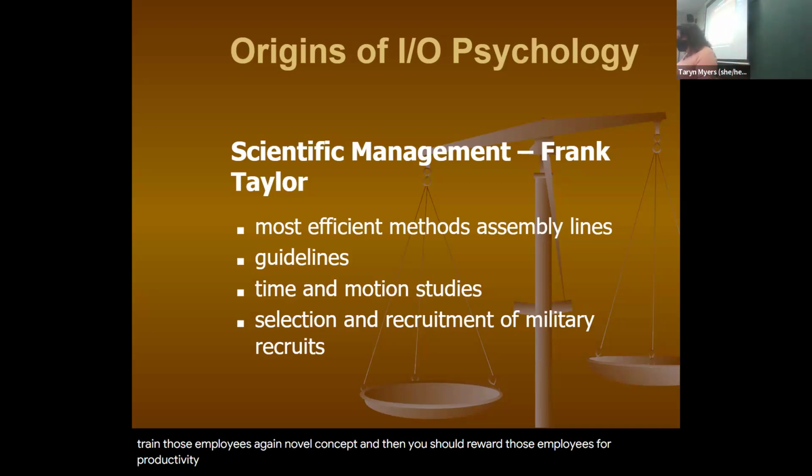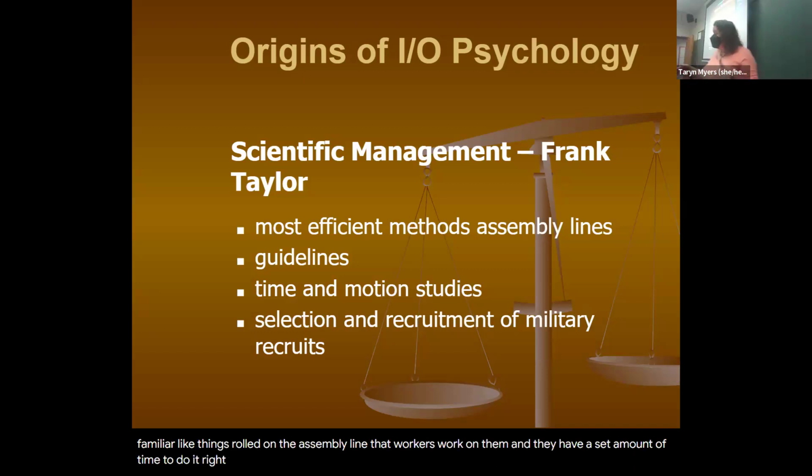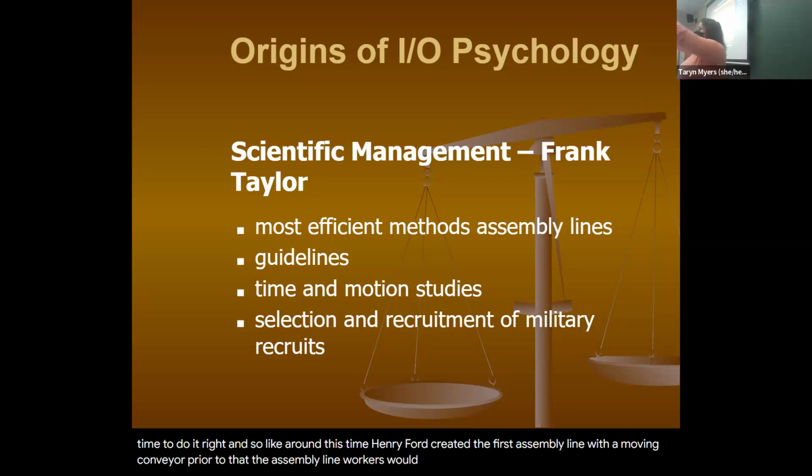So again, he was really interested in particular in assembly lines. He saw those as a prime example of scientific management, and there was this emphasis on time and motion. A traditional assembly line, if you're not familiar, is where things roll down the line, the workers work on them, and they have a set amount of time to do it, right? Around this time, Henry Ford created the first assembly line with a moving conveyor. Prior to that, the assembly line workers would move to the car. So this became more efficient.